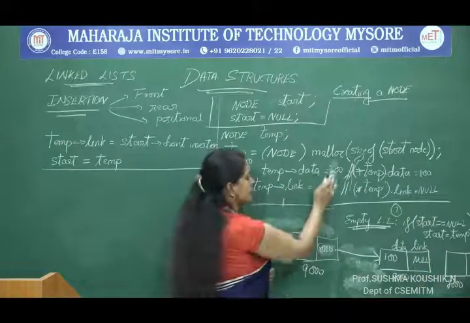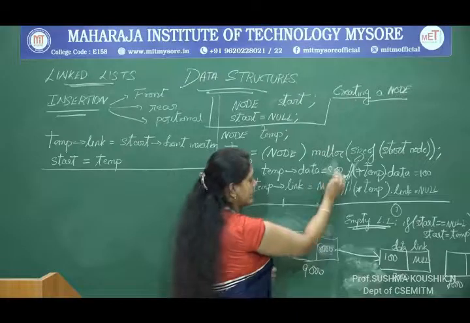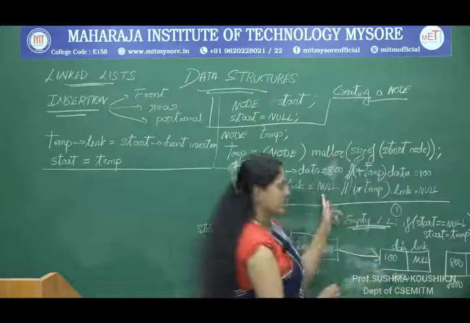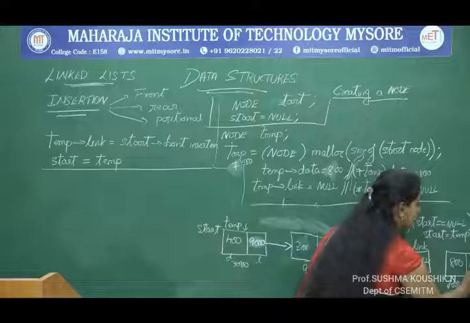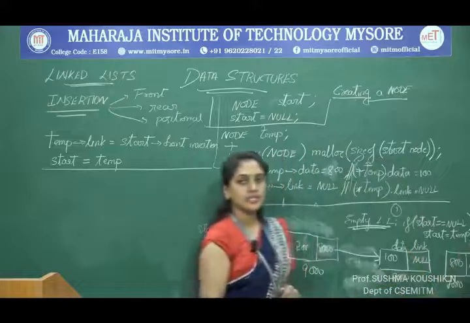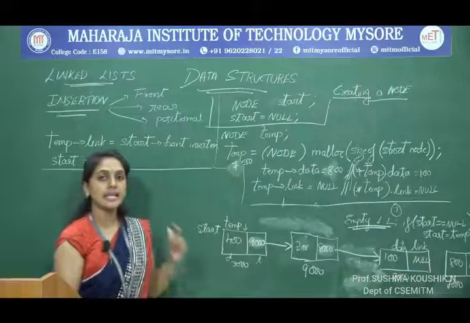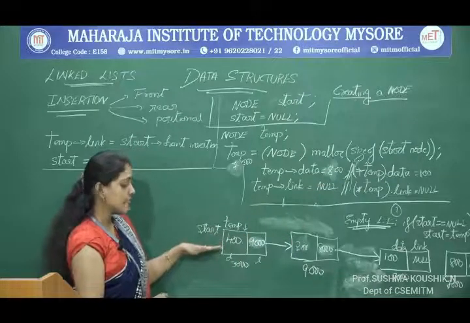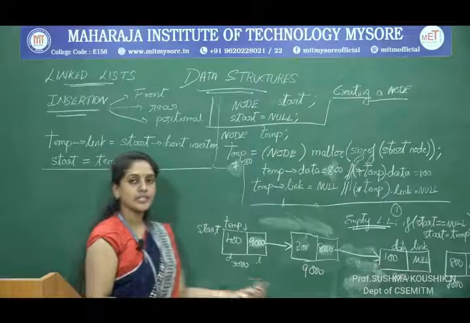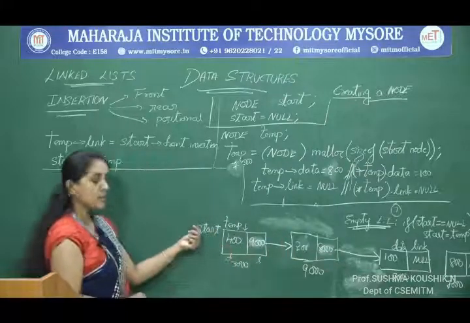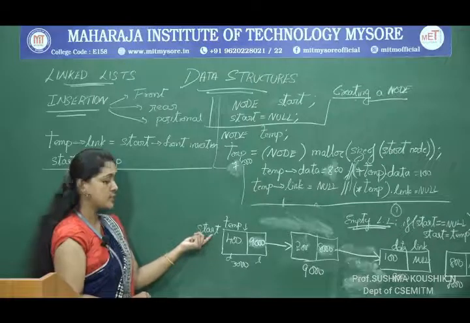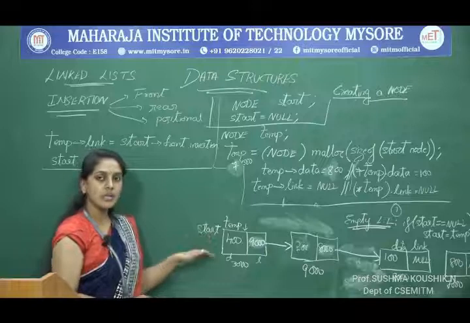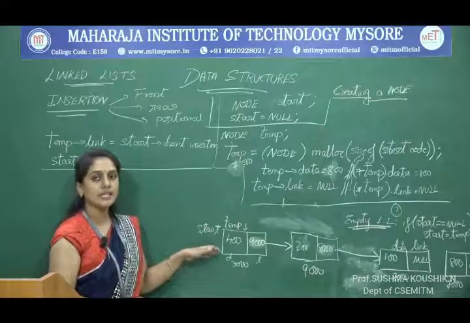Temp of data is equal to some value called 800. We are filling 800 over here, and the link field has been filled with null. This is fine, but the concern is we want to insert it at the end of the linked list. For that, we have to traverse this linked list from the starting point to the end point. The starting point is pointed by a pointer called start. However, I cannot disturb that pointer because it should still hold the beginning of the linked list.